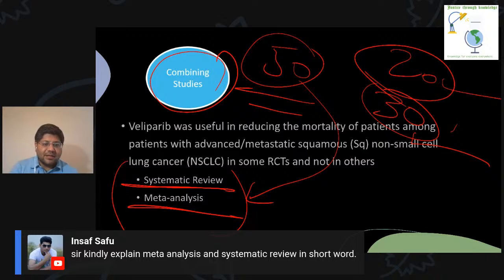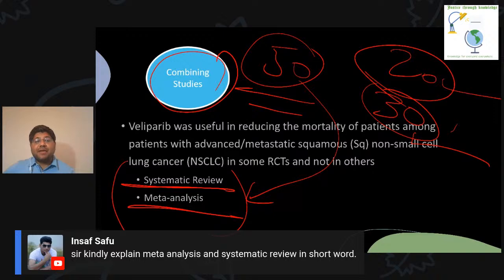Another question is there. So kindly explain meta-analysis and systematic reviews in short words. Very good question. Though it requires a separate session, and we will get over there. But let me explain it very shortly as requested. So as I told you, there are different studies. Let's assume there are 50 studies. 20 of them are showing that the drug is working. 30 are showing the drug is not working. You want to combine them, right? So how do you combine them?